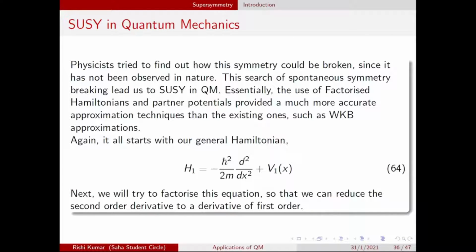Okay, so physicists essentially tried to find out how the symmetry could be broken because as of now, we have not physically or experimentally observed this in nature. So what we essentially thought was, okay, supersymmetry exists and it is being broken, which is why we cannot see this in nature. This search for spontaneous symmetry breaking essentially led us to supersymmetry in quantum mechanics.